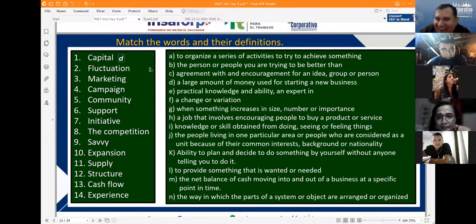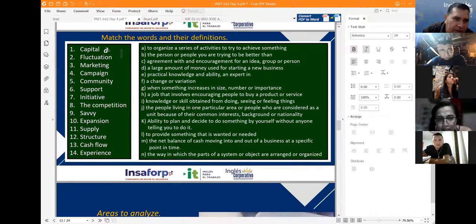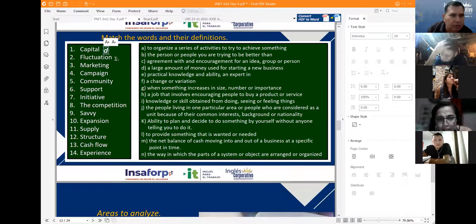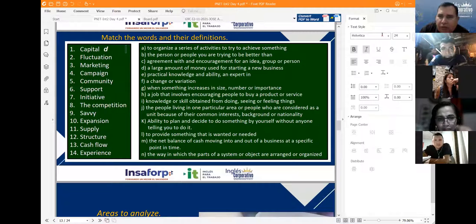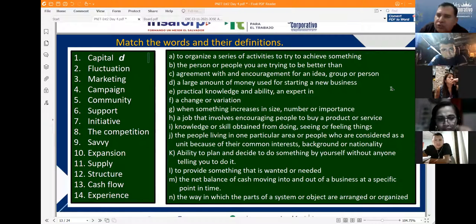That was very nice. Okay, I like that. That's a very good idea. Yes, capital. All right, my dear ones. Letter D. Let's make it a little bigger. Vision. Okie dokie. What about fluctuation? What is fluctuation? Letter F. Change or variation. Yes. F. Excellent, Rudy. Very good. Yes. Good. What about number three?